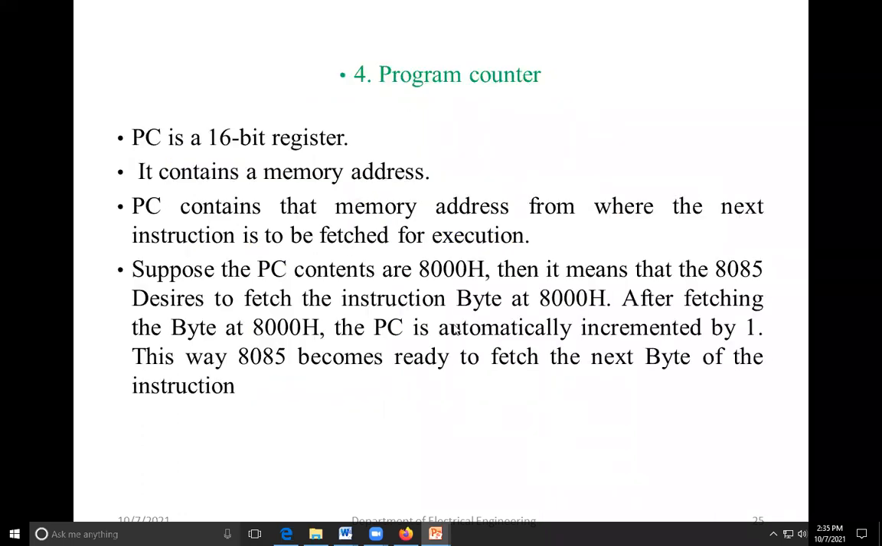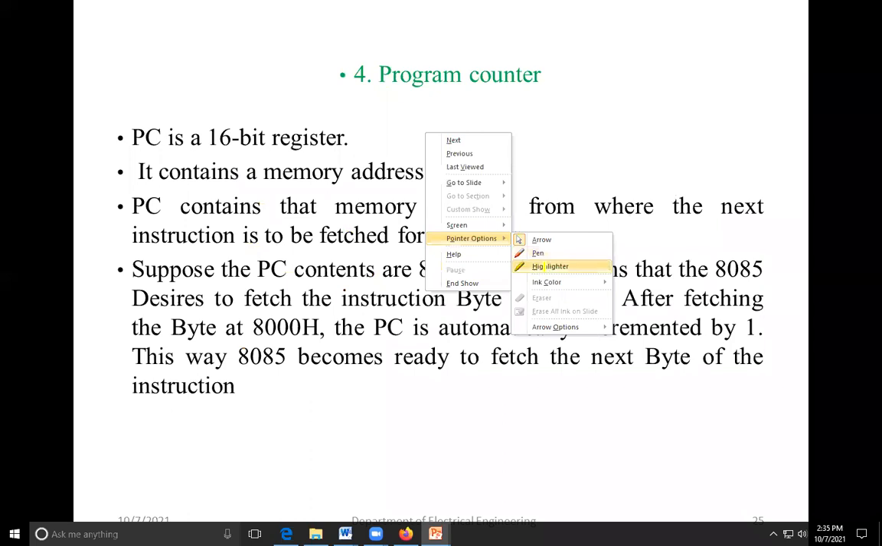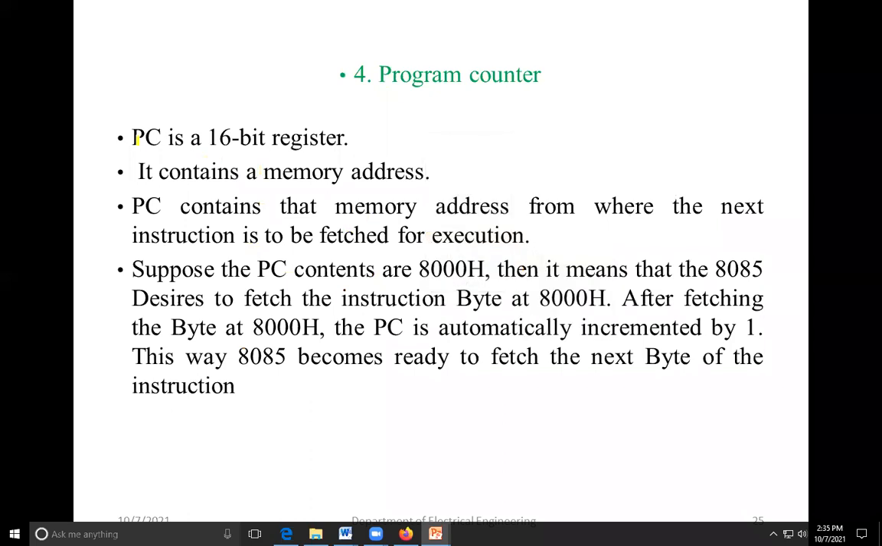Next is the program counter. It is a very important part, which I discussed in the last lecture, but now we discuss it in depth. The program counter is a 16-bit register. It contains a memory address. PC, the program counter, contains the memory address of the next instruction to be fetched for execution.